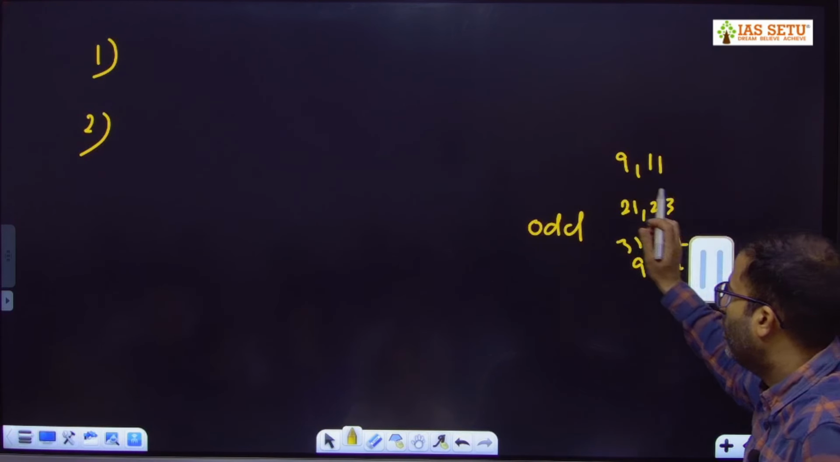Next observation is LCM of co-prime numbers. LCM stands for least common multiple. LCM of co-prime numbers is always their product. HCF of co-prime numbers is always 1.